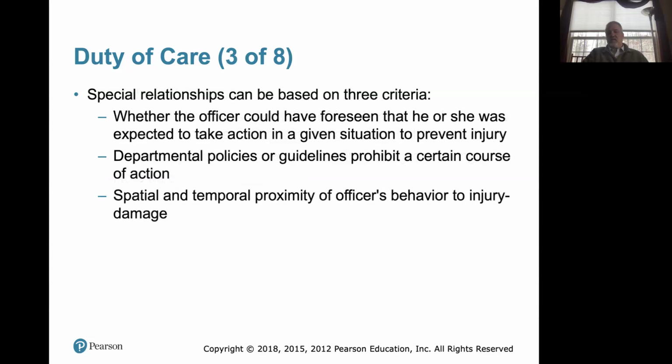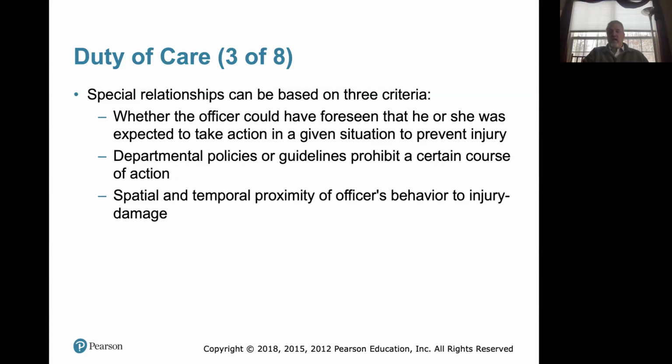The special relationships can be based on 3 different criteria: whether the police officer could have foreseen that he or she was expected to take action. So in that situation where they go do a wellness check and someone's not well, you kind of know that you got to do something. That person needs help, right? Same thing with the auto accident, when you pull up on an auto accident to provide aid, and then you don't provide the aid, right?